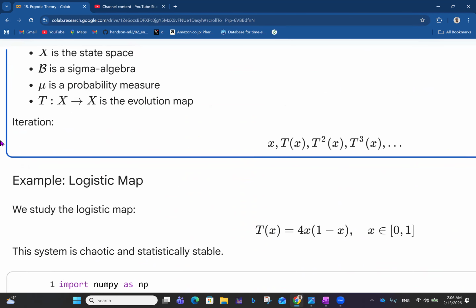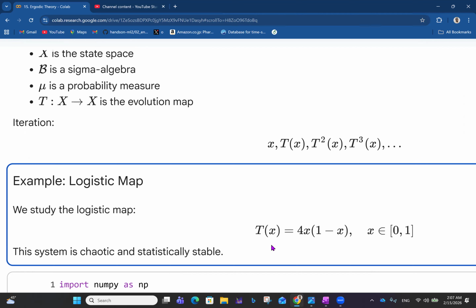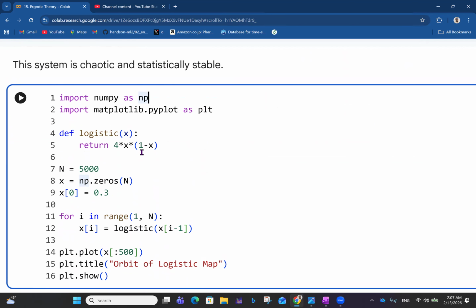You have a logistic map. We studied the logistic map. T of x equals 4x times (1 minus x), with x bounded from 0 to 1. This system is chaotic and statistically stable. All right. Now, we've been talking about logistic maps a whole lot in this whole thing. In fact, it's the most talked about model as far as dynamical systems are concerned. And now we're talking about ergodicity, and it is known that this particular system, though it is chaotic, is statistically stable.